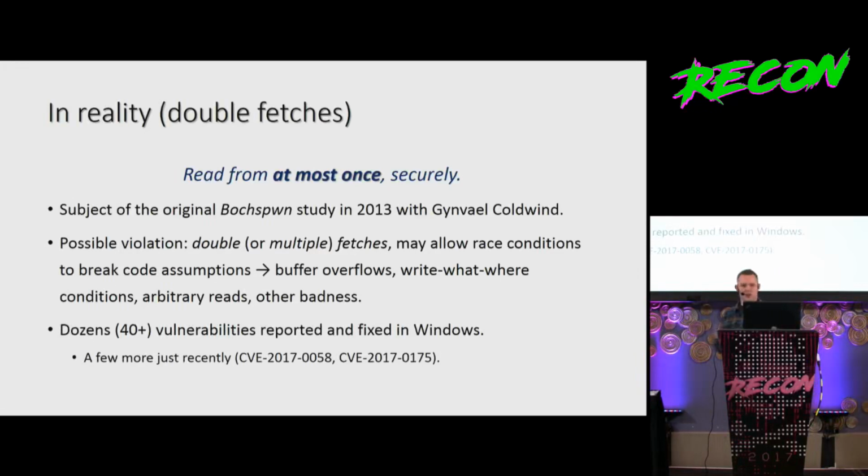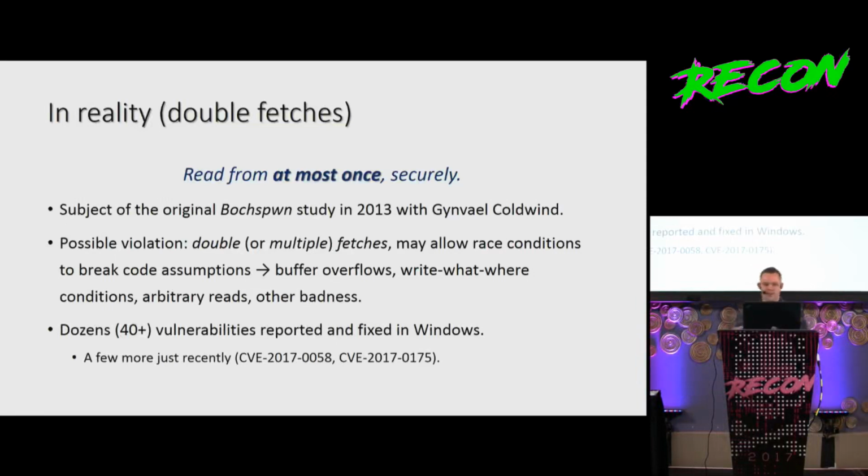I will just quickly go through some of them, because I think they are all interesting ideas of what you can find using system instrumentation. So first of all, of course, you have double fetches. So you can violate the reading from at most once assumption. That was the subject of our original research with Gynvael Coldwind 4 years ago. And the possible violation of this is that you can read twice or several times. And this allows for various bad things to happen, such as buffer overflows, write-what-where conditions, and stuff like that, depending on how the driver assumes that the data doesn't change in between the reads.